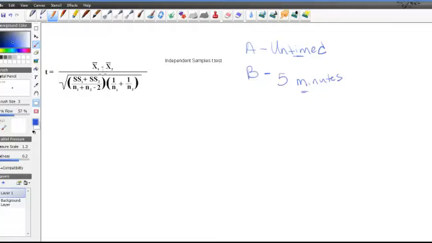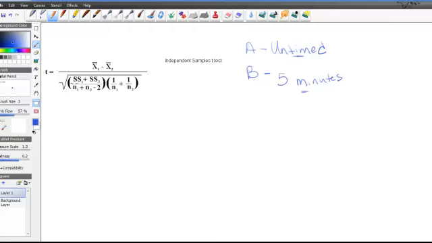But let me just tell you again. So our numerator, the top here, we're taking the sample mean of group 1, so maybe the untimed group, minus the sample mean of the timed group. So it's the difference between our groups again. In the denominator, we're looking at sums of squares. So again, that's the variance within the group, right?